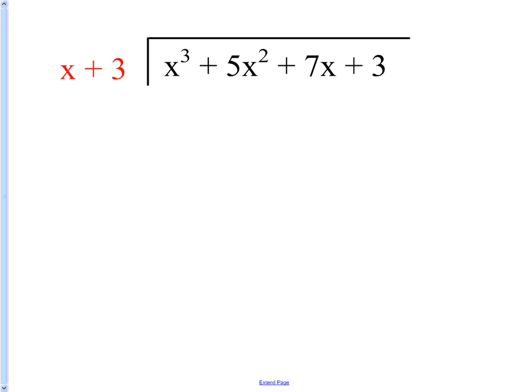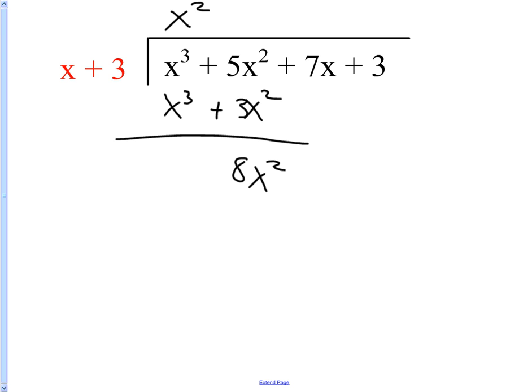Okay, here we go. You should have started with an x squared, and then you'd have x to the third and then plus 3x squared. And then I add them up and make 8x squared, right? No, what did I do wrong? Forgot to make them both the opposite. Okay, opposite, opposite. And now 5 and negative 3 makes 2x squared.